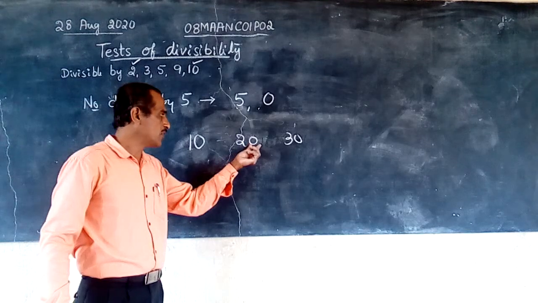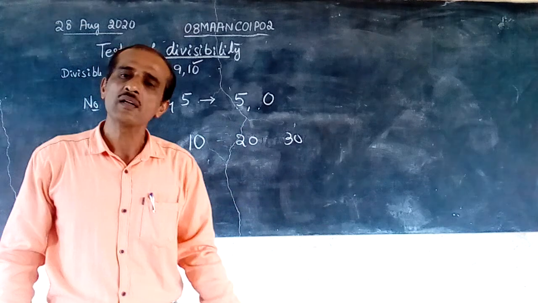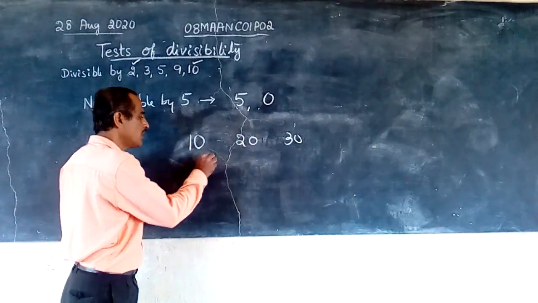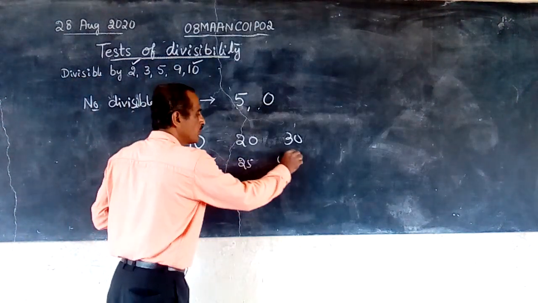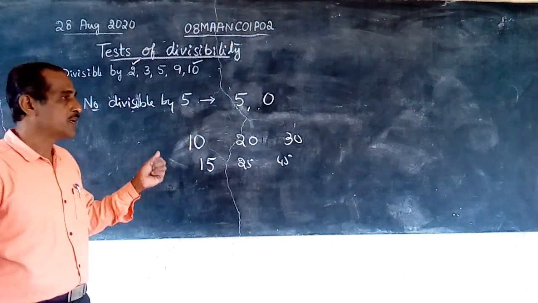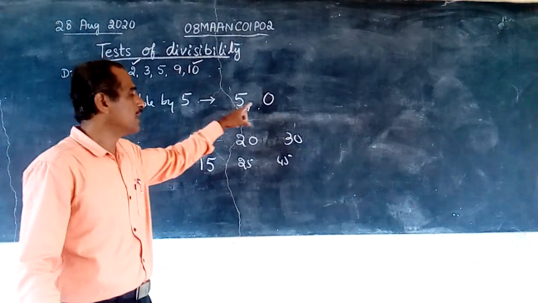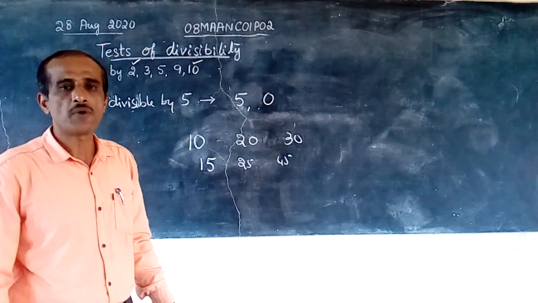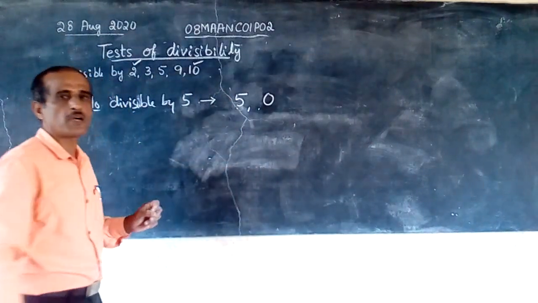So, see here, 0 is 10 or multiples of 10. All that 10 or multiples of 10 can be divided by 5. Other than that, if 5 is in the unit place, see for example 15, 25, 45, all these numbers are also divisible by 5. Therefore, remember, if 5 or 0 is in the unit place, then such numbers are divisible by 5. So remember this.